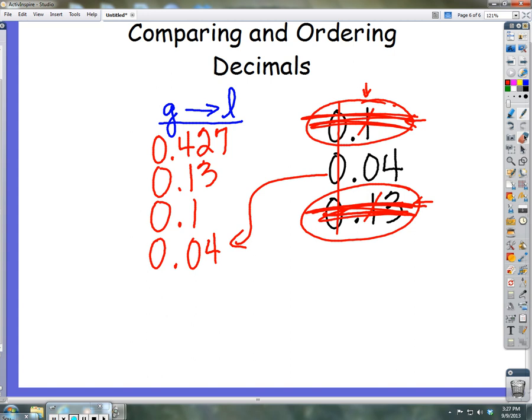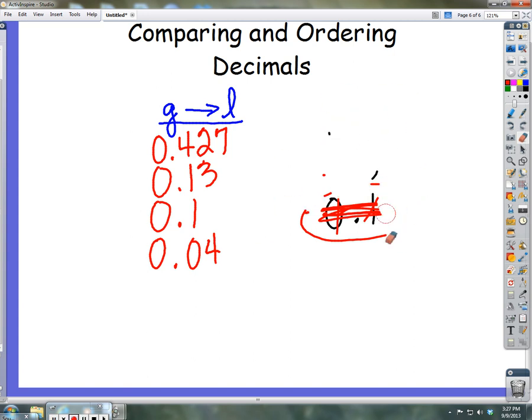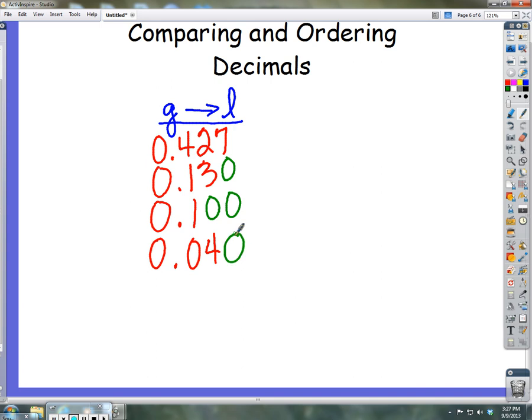Now, another way that we could check to be sure that I have the correct order is by also adding zeros to the end. My top number, 427 thousandths, goes out to the third decimal place. So I want all of my numbers to go out to the third decimal place, or the thousandths place. And without changing the value, all I have to do is add zeros to the end. So on this one, I add 1 zero. On the next number, I would add 2 zeros. And on the last number, I would add 1 zero.